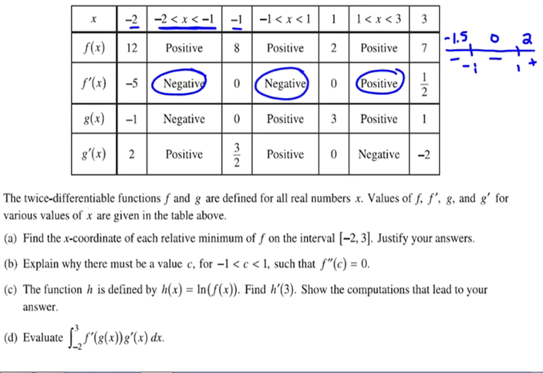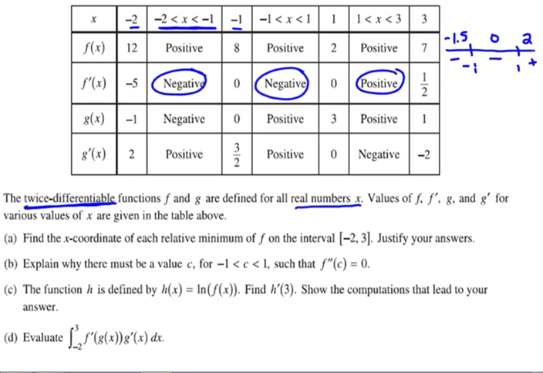So they tell us that the two functions are twice differentiable. So we're looking at the first derivative, but they say that we can also find the second derivative for all real numbers. So that means that there's nowhere where it's not differentiable, where the derivative doesn't exist. Part A: find the x-coordinate of each relative minimum of f on the interval from -2 to +3.